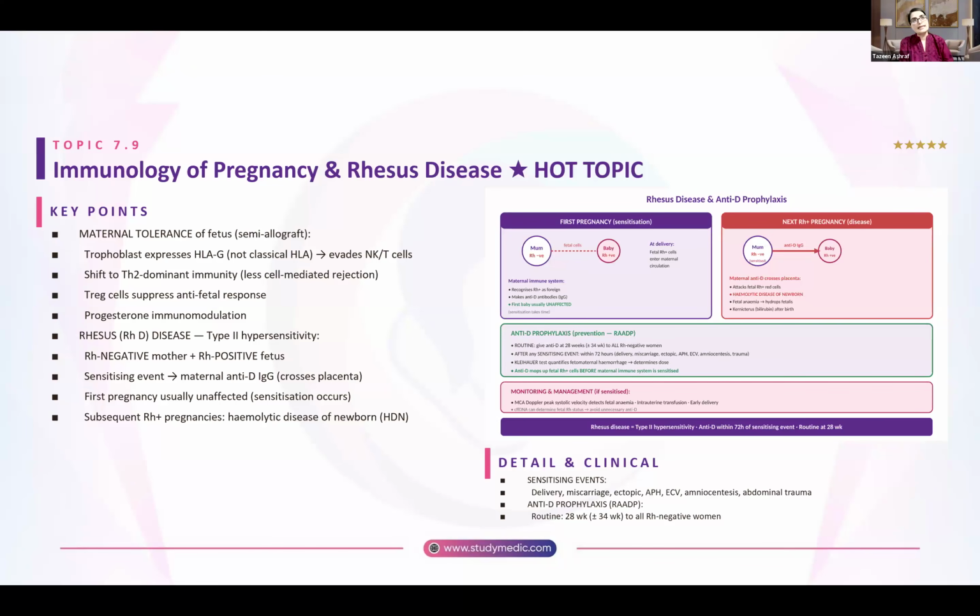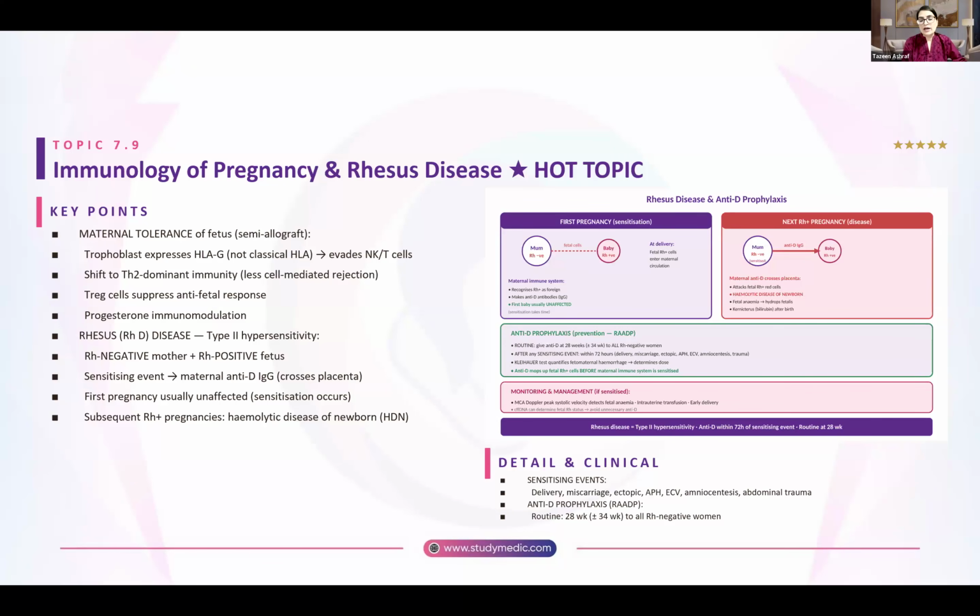So the sensitizing events, as I told, can be delivery, miscarriage, ectopic pregnancy, antepartum hemorrhage, external cephalic version, which is something we have to take care of, and then amniocentesis and abdominal trauma.